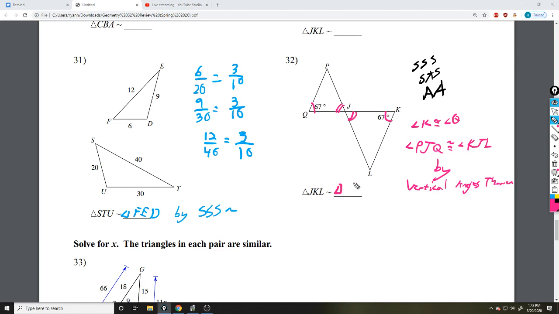So JKL, well, J should line up with J. K, what was K congruent to? Well, K was congruent to Q. So that's the order that we want. K should match up with Q, and that leaves L to match up with P. By angle similarity. We just had two angles congruent, and we were done.